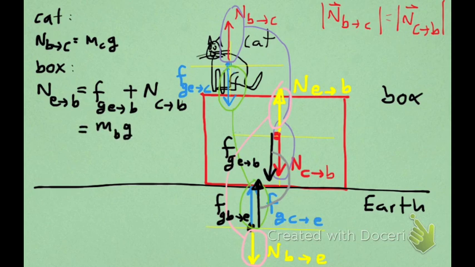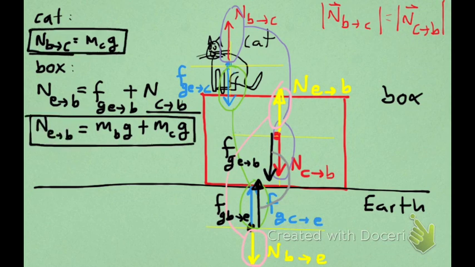The gravitational force acting on the box is simply the mass of the box times g. Now, the normal force that the cat puts on the box, according to Newton's third law, should be equal to the normal force that the box puts on the cat. And from the equation above, we can see that that should be equal to the mass of the cat times g. So we can replace that term with the mass of the cat times g, which tells us that the normal force that the Earth has to put on the box is equal to the sum of the weights of the box and the cat, which I hope makes complete sense.